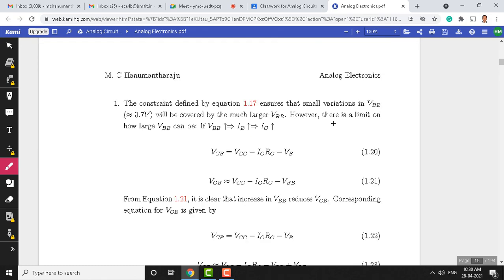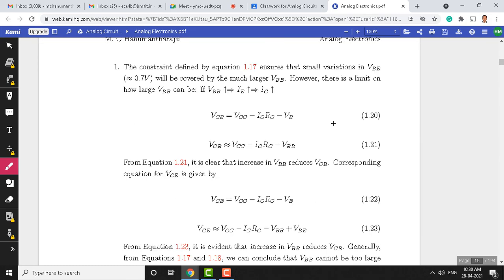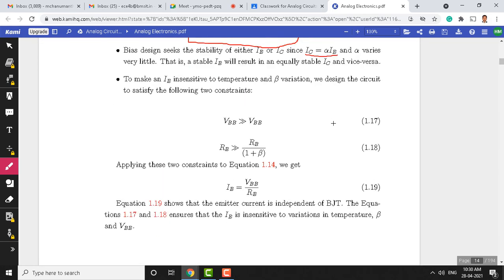Just remember this. If you can set up a condition like this, what is the first condition? I must make VBB far greater than VBE. The second condition is I must choose an emitter resistor RE which is far greater than RB divided by 1 plus beta.